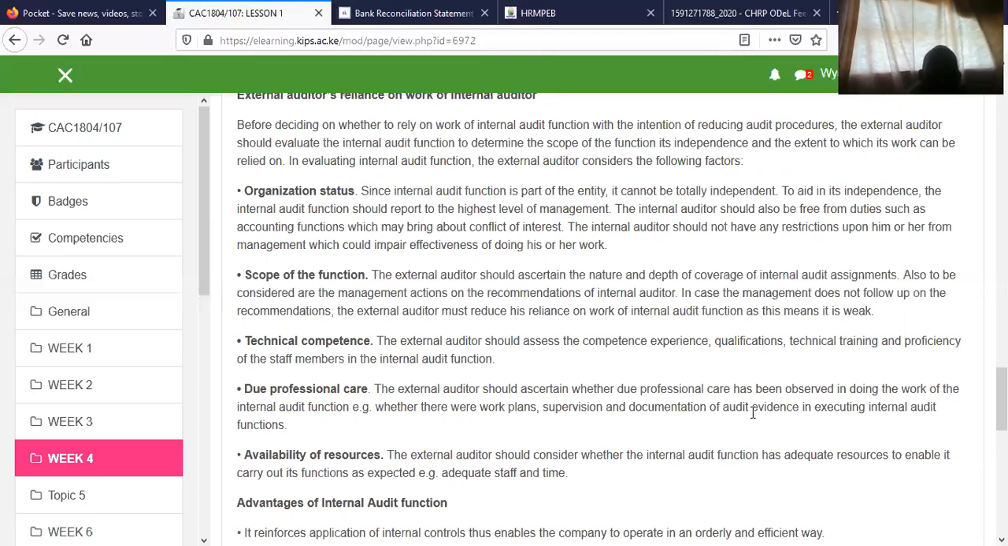Availability of resources. Here, the external auditor will try to find out whether the internal auditor was given all the resources he or she needs so that he can do a very adequate and thorough job of the internal auditing, including staff, finances, and actually time.